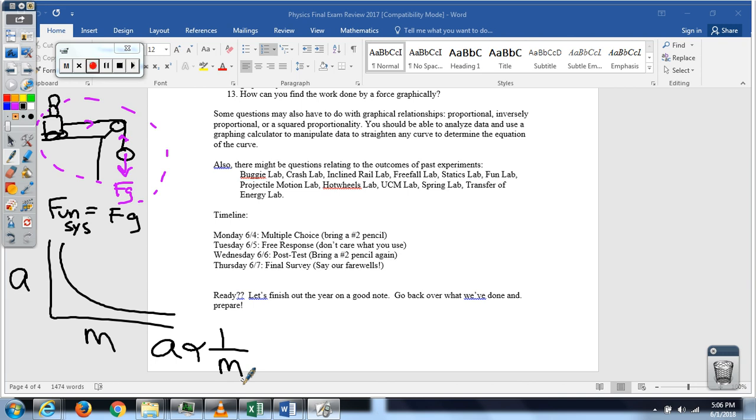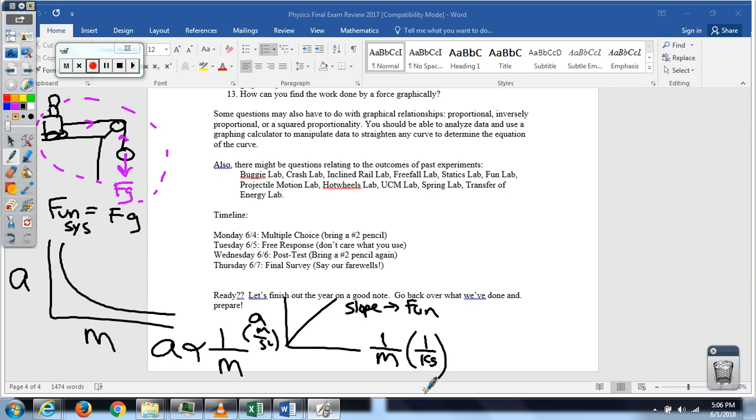And to straighten that graph, you had to do 1 over the mass. And what we found the value of the slope to be was F. And when we looked at the units, since acceleration has units of meters per second squared, and this has units of 1 over kilograms, when you do rise over run, you get meters per second squared over 1 over kg.